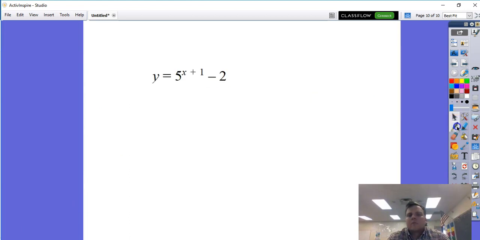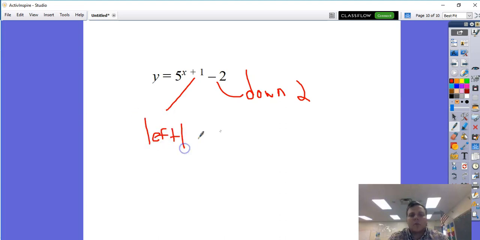Okay, let's go to problem 8. The base is 5, so there's a plus 1 up here in the exponent with x, and there's a minus 2. Well, the minus 2 is outside the function, so it simply means down 2. This plus 1 is up here in the exponent with x, so it means left 1. And bam, that's all the transformations this problem has.